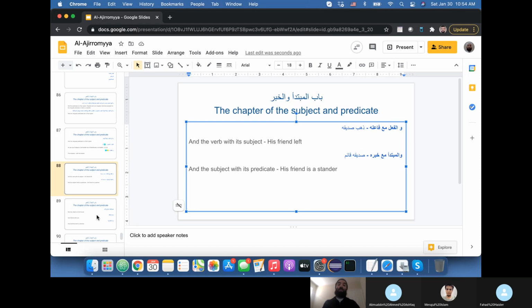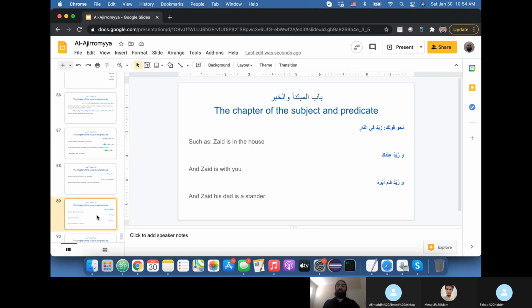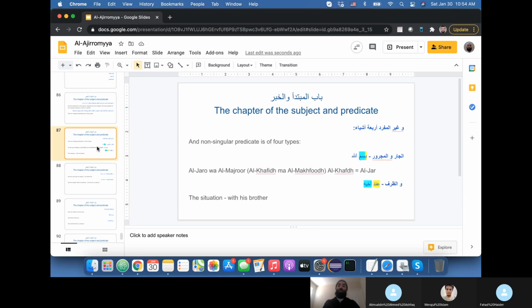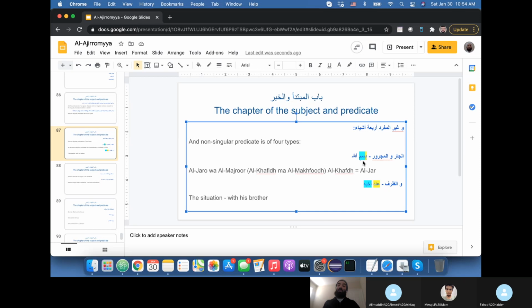So here, now let's go to the examples that the author gives. Let me quickly go over them. The first one is al-jar wal-majrur, or al-khafid wal-makhfud, which means the letter of khafid and the noun that is makhfud.